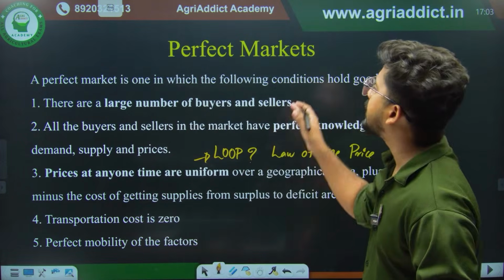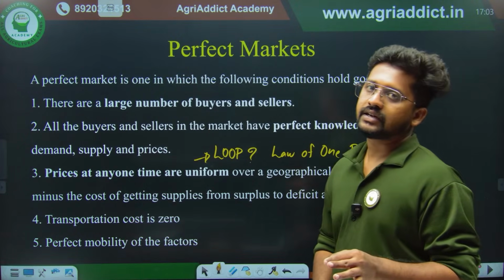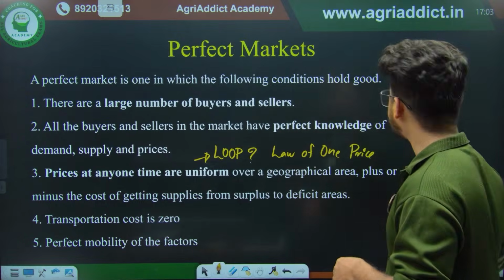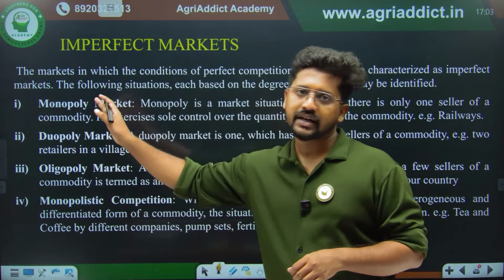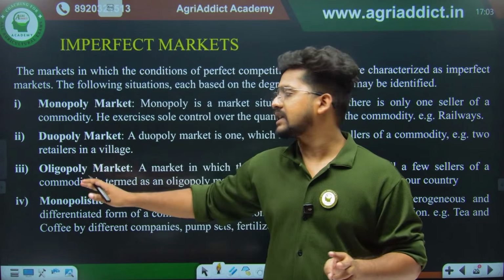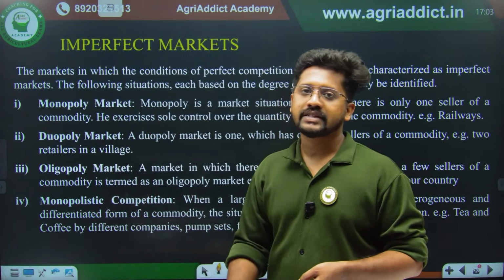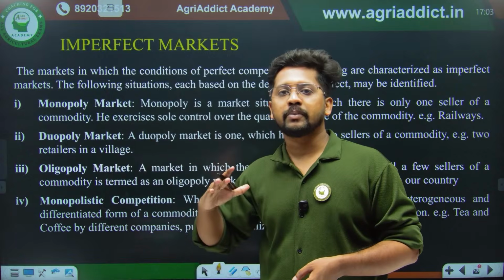All these things are the major features of a perfectly competitive market, or perfect market, right? And if some of the assumptions are violated, we will call it an imperfect market. So in imperfect markets, we have studied different markets like monopoly, where only one single seller is there; duopoly, where only two sellers are there; oligopoly, where there are only a few sellers; and monopolistic competition, where it actually resembles monopoly as well as perfect competition.